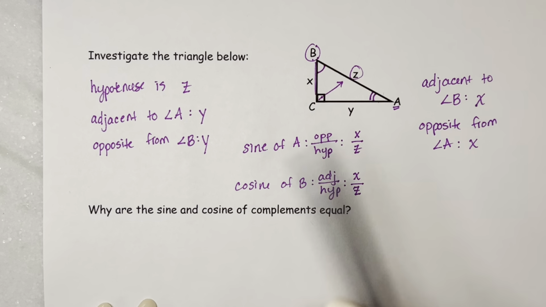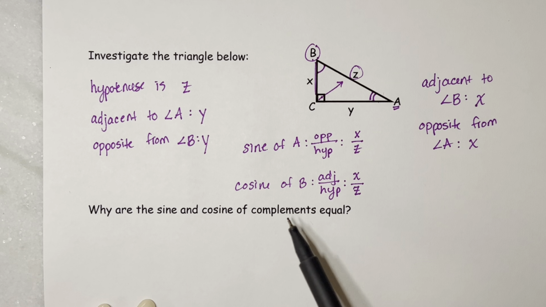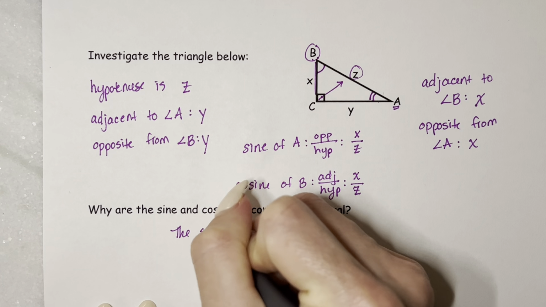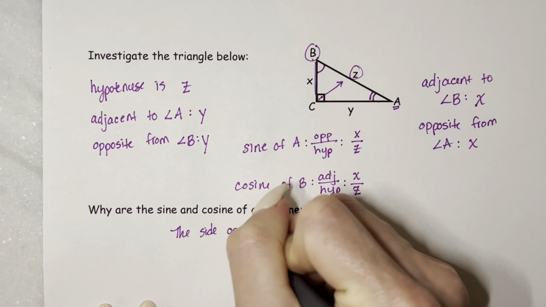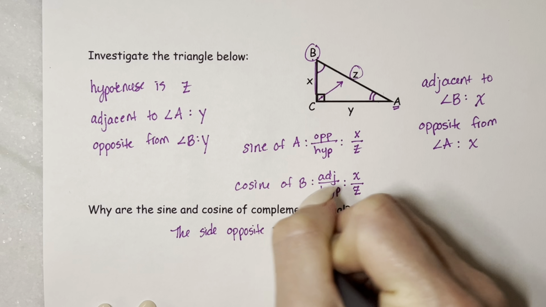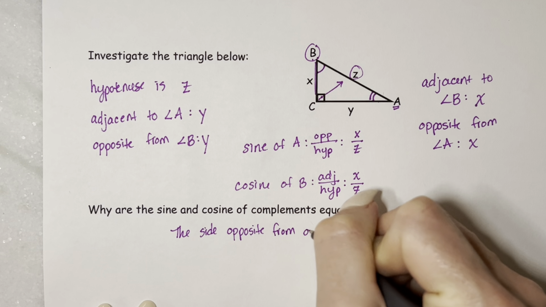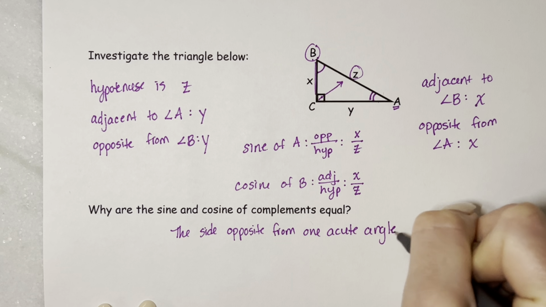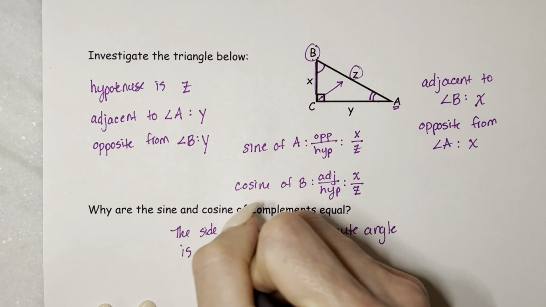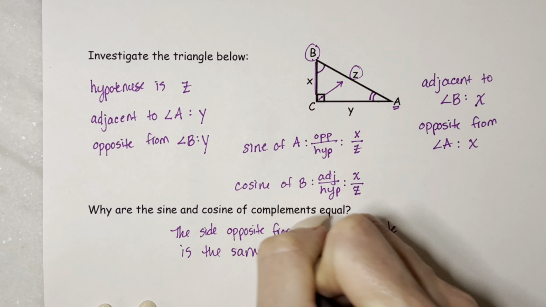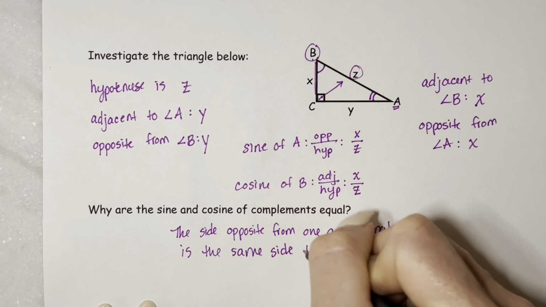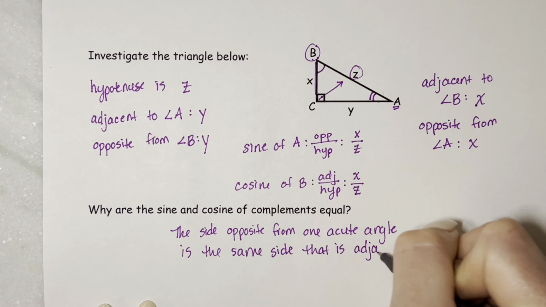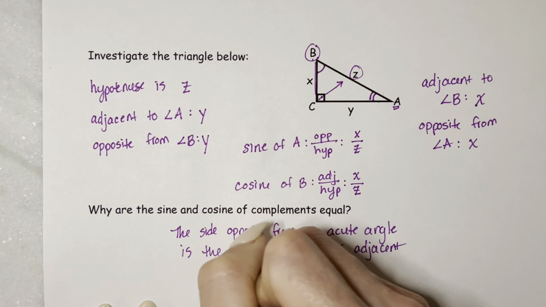So when this says, why are the sine and cosine of complements equal? It's because the side opposite from one acute angle is the same side that is adjacent to the other acute angle.